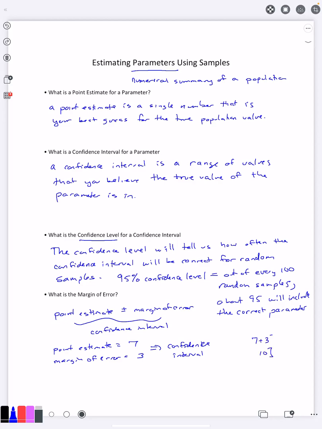That's your big number on your interval. What happens if you do 7 minus 3? That's going to be 4. And so that would mean that your confidence interval, what you believe the parameter is, is somewhere between 4 and 10.